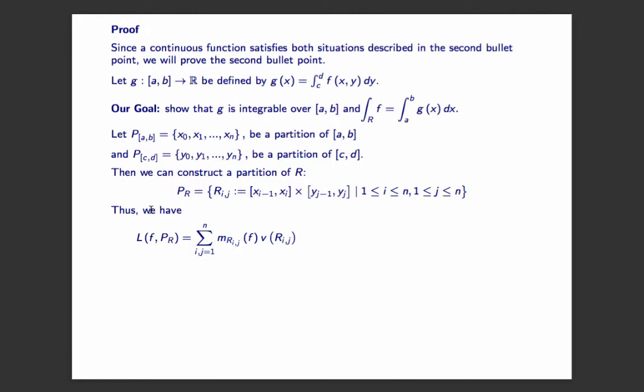So, if I take my lower sum of f over the partition of R, well, by definition, I get the sum of the infimum of f over these subrectangles times the volume of the subrectangles. What is the volume of the subrectangles? Well, it's just the length of one side times the length of the other. Of course, the length of a side is the one-dimensional volume.